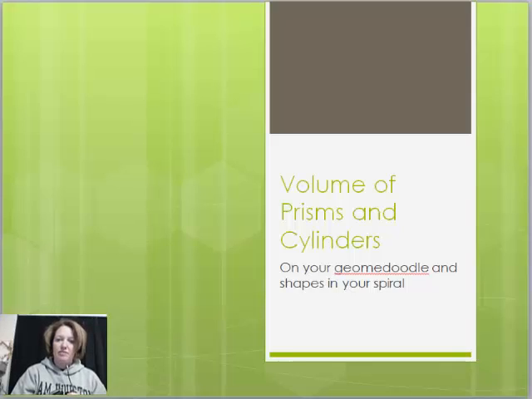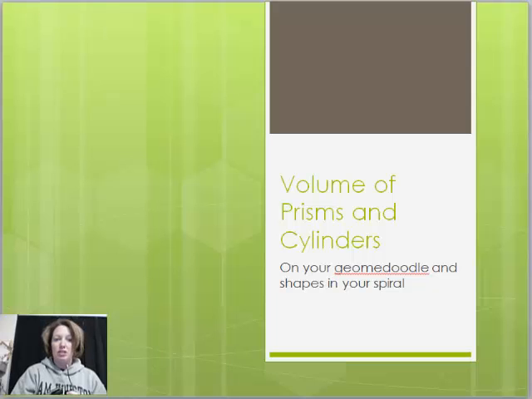Okay, the first volume that we're going to be working on is prisms and cylinders. Now you've already glued your shapes into your spirals. You have your Geomadoodle sheet where you're going to be recording the formulas, and then next to each shape is where you're going to be recording the examples that we're going to be walking through.